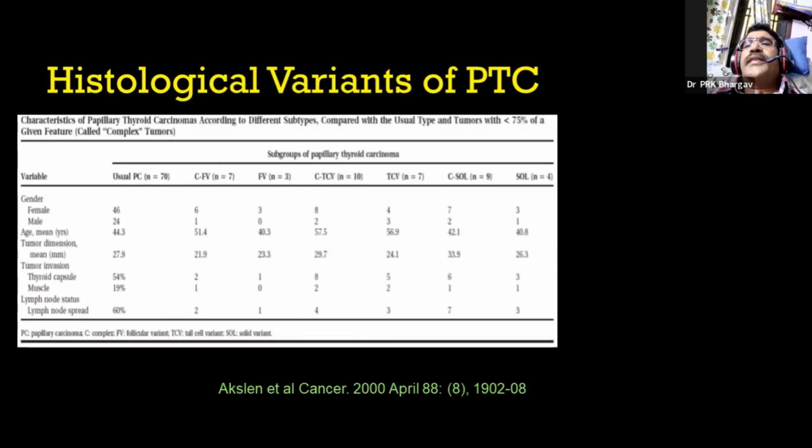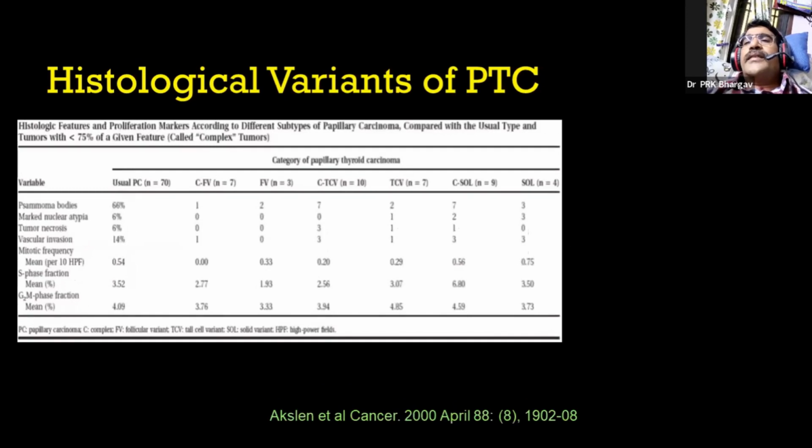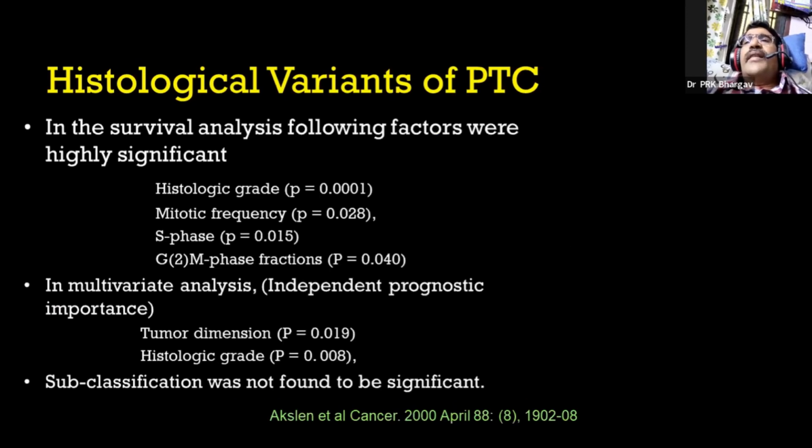These are various comparisons showing the same thing, reflecting the prognostic nature of the various parameters of variants. Next. Next. Now, in survival analysis, the following factors have been found very significant overall. This is the overall picture of the various subvariants. The histological grade, mitotic frequency, and the S phase cell fraction. In cell division also G2 M phase, metaphase fractions, they are statistically significant in the cellular studies. In multivariate analysis, the independent prognostic factors have been the tumor size and the histological grade. Subclassifications are not found to be significant.